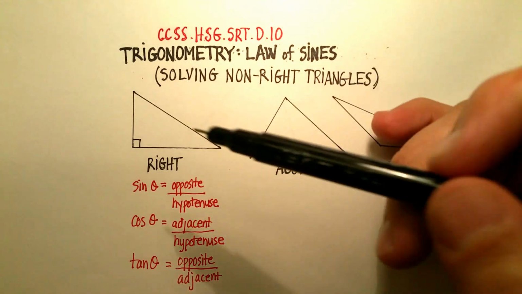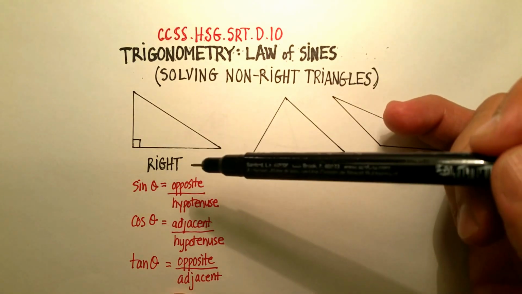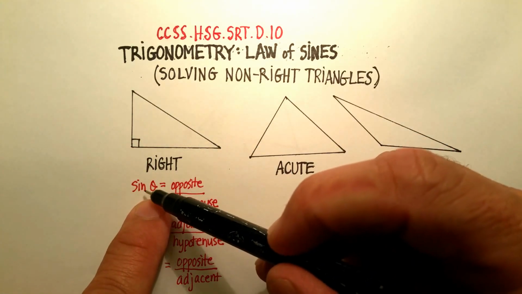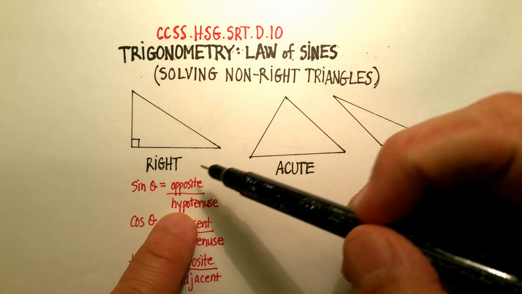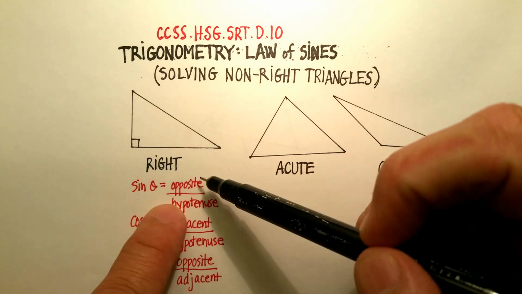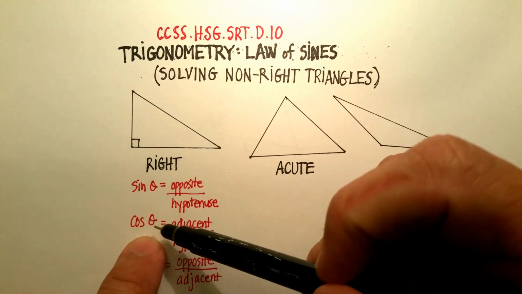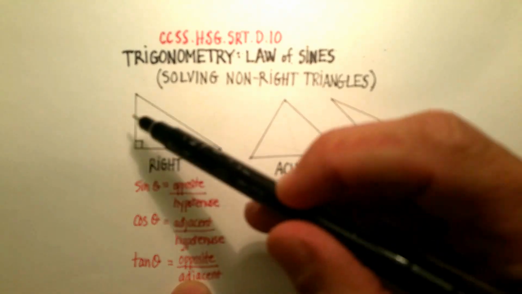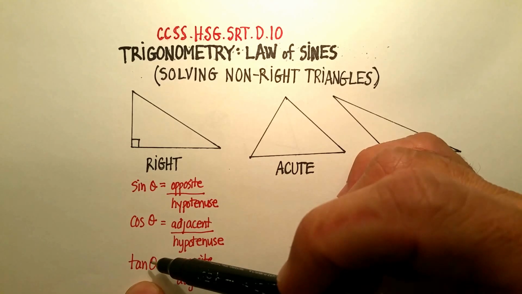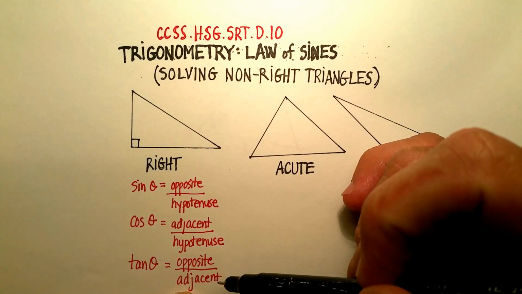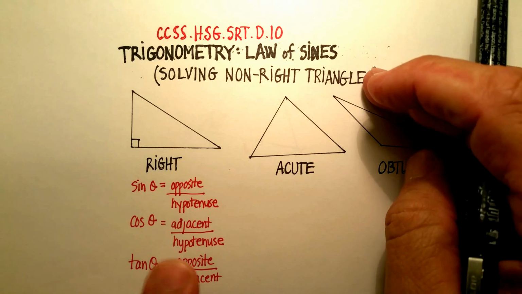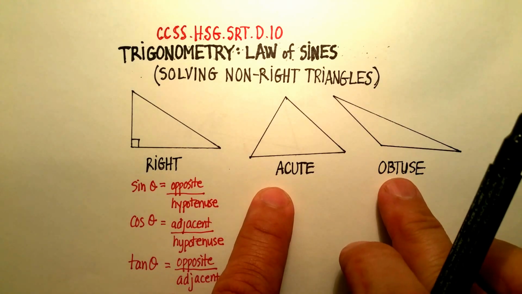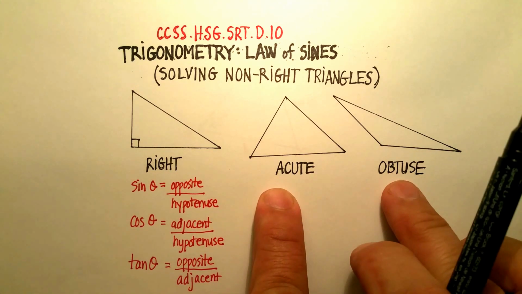Now, let me just do a quick review. You may remember that if you have a right triangle, you can actually use just the regular trig ratios. You can use the sine as just the opposite over the hypotenuse. You can find the cosine of any angle, and that would be just the adjacent side over the hypotenuse, depending on where the angle is. And you can use the tangent to do the exact same thing, opposite over adjacent. However, these functions do not work for the other two types of non-right triangles. Now let's briefly go over those.